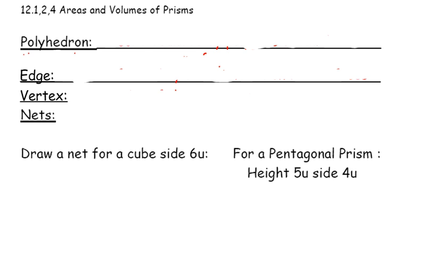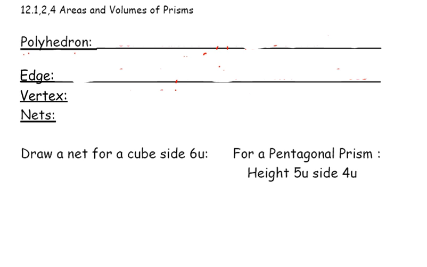Welcome to notes 12.1, 2, and 4. In past units, we have talked about two-dimensional objects and their perimeters and their areas. Now we're going to be moving on to three-dimensional objects and their surface area and their volumes. And today we're going to specifically talk about prisms.